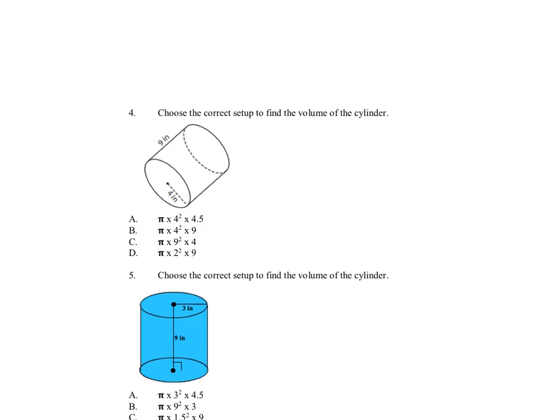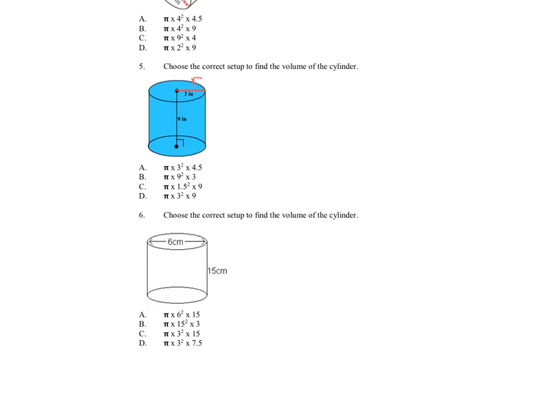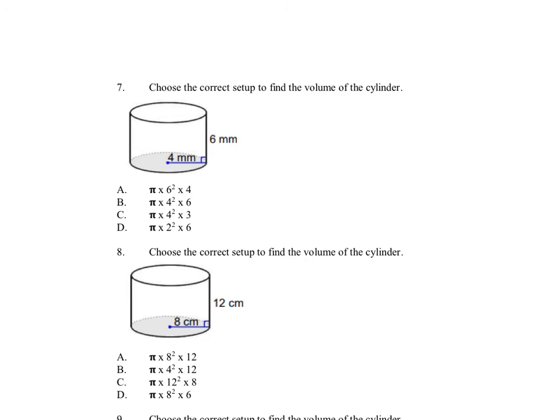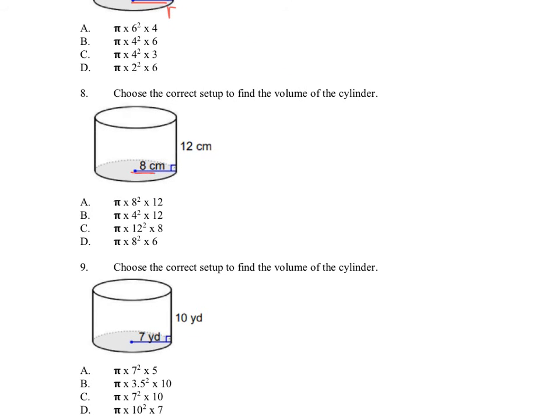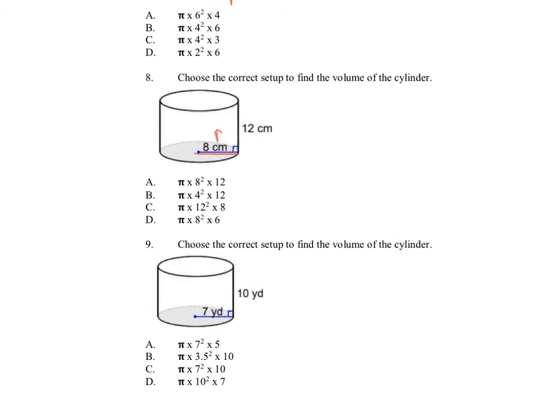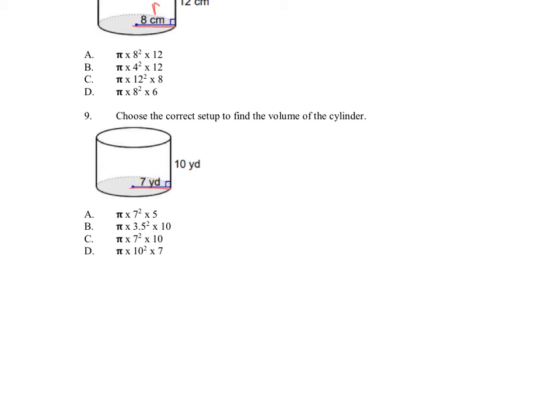The rest of these are pretty self-explanatory. Halfway across the circle, that's what we need. Halfway, that's your radius. This one, they drew the line all the way across, so you have to divide that 6. On 7, they only drew it halfway, so they already gave you the radius, they gave you the height. Same thing here, halfway across the circle, that is the radius, and that's the height. Same thing, half circle.